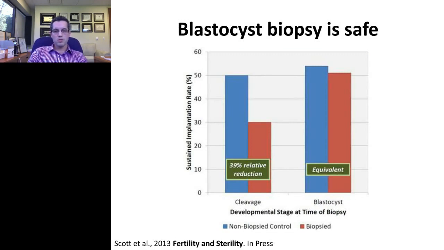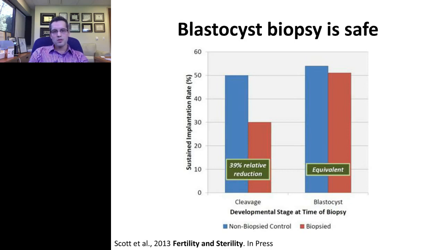This summarizes the results of that study, where we're looking at the sustained implantation rate, and now this is essentially the delivery rates. On the left are the results after cleavage stage biopsy, and you can see that there's a significant reduction in the reproductive potential of embryos that had a blastomere biopsy performed, shown in red, compared to the non-biopsied controls. In contrast, when you look at a blastocyst biopsy where you obtain trophectoderm, you can see that there was no significant difference in the reproductive competence of a biopsied and non-biopsied embryo, again in this paired randomized controlled trial.